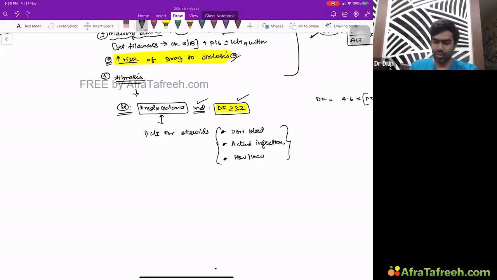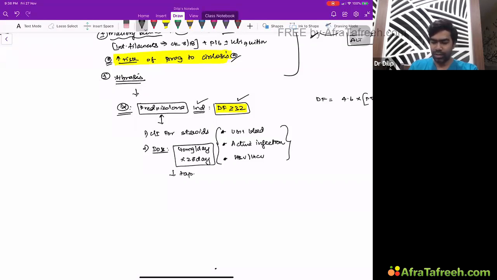What is the dose of steroids? Number one, you have seen the contraindications. Number two, the dose of steroids. Typically we use 40 milligram per day, minimum for 28 days. 40 milligram OD of prednisolone minimum for 28 days, then followed by tapering doses for 16 days.